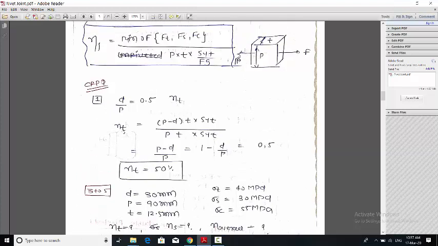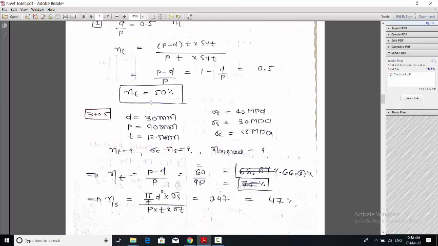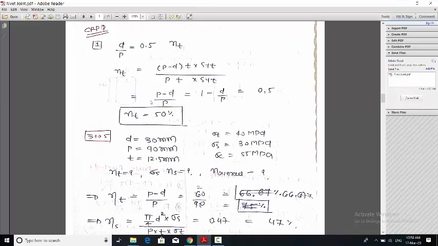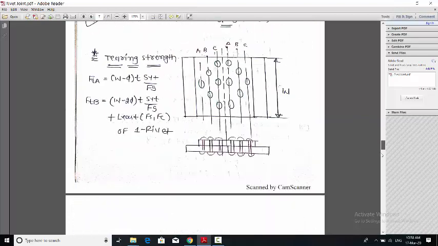So we have the equation: tearing efficiency is equal to, in the numerator, the tearing strength, that is (P minus D) into T into sigma T. Here no value of T is given, that's why we have taken it over. And the undivided plate strength, that is P into T into sigma T, will be cancelled out. T, T will be cancelled out, so that is (P minus D) upon P, 1 minus D by P, that is 0.5. So the efficiency of tearing will be 50%. Okay, now look at the second example.